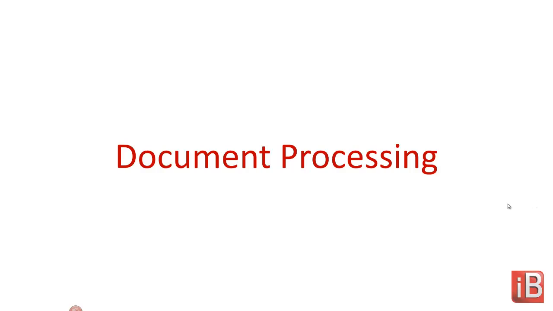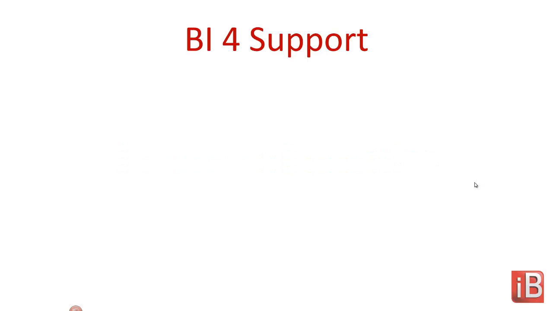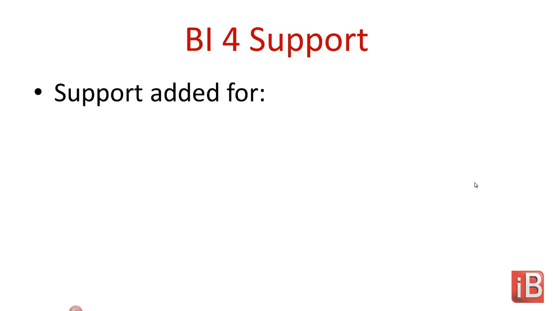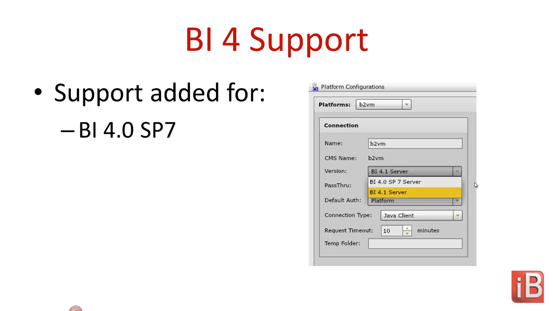The first set of enhancements regards document processing. Document processing is generally the process of taking a BI report and bursting it, publishing it, and then delivering it. And the first enhancement in this area regards BI4. Specifically, in 123, we've added support for BI 4.0 SP7 and BI 4.1 SP1.